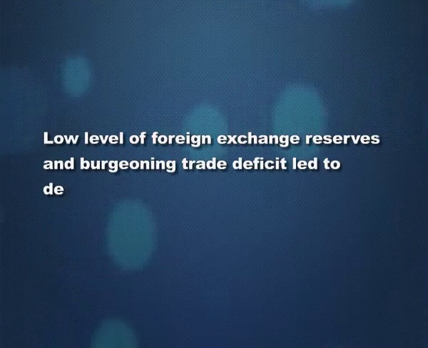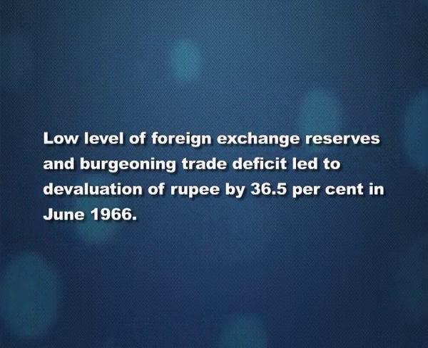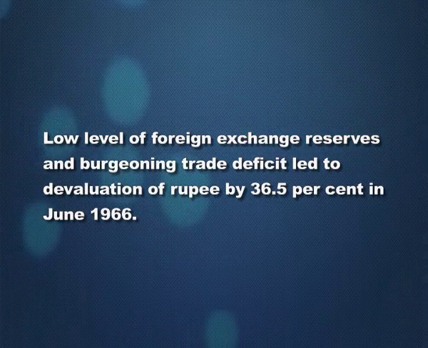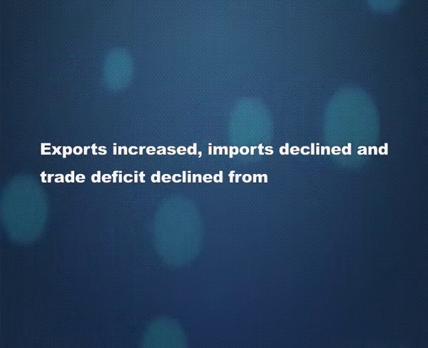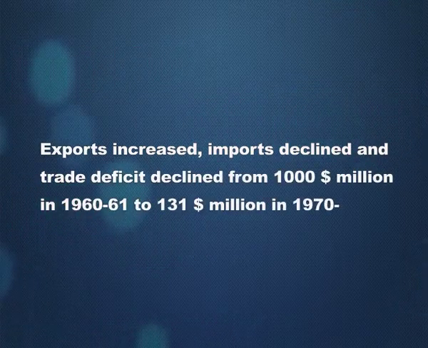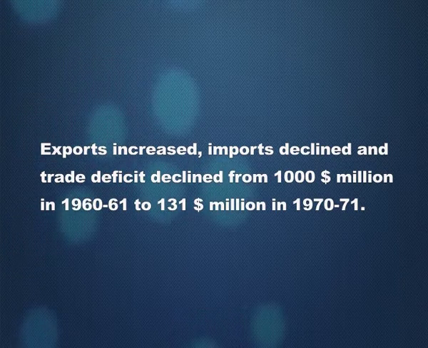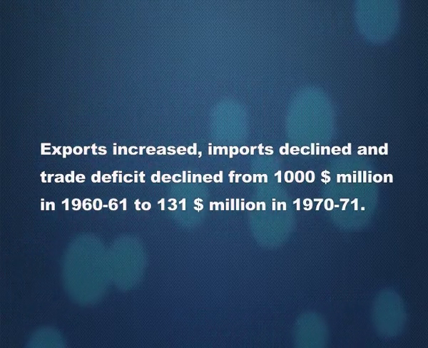The strains of Indo-China conflict of 1962, Indo-Pakistan War of 1965 and severe drought of 1965-66 triggered a balance of payment crisis. Low levels of foreign exchange reserves and burgeoning trade deficit led to devaluation of rupee by 36.5% in June 1966. Devaluation increased the competitiveness of India's exports. Exports increased, imports declined and trade deficit declined from $1,000 million in 1960-61 to $131 million in 1970-71.